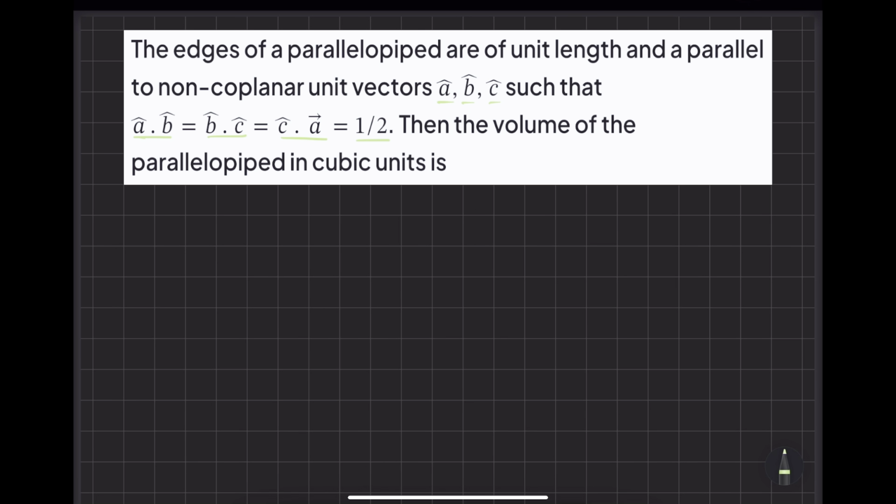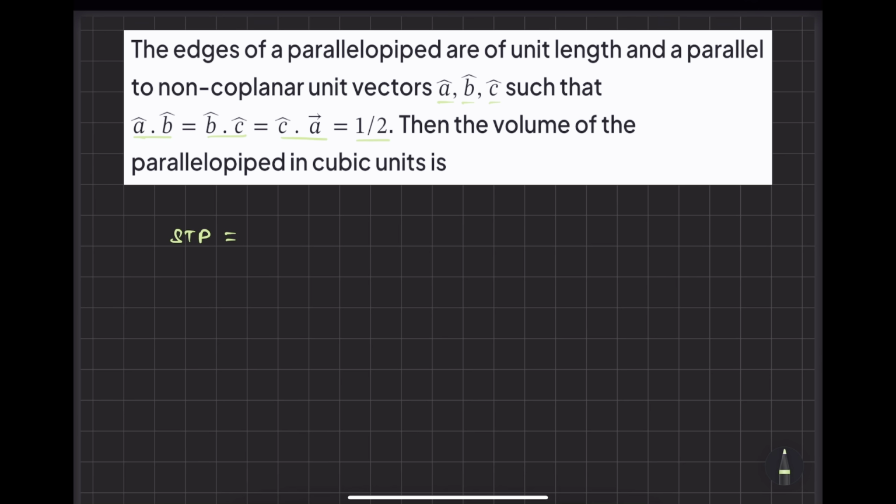As you know, for the volume of a parallelepiped, we go with the scalar triple product. In scalar triple product, we have an orthodox method where we go with A dot B cross C, which we cannot apply because we know nothing about A, B, C apart from their magnitude. Now, we cannot go with the determinant method because we don't know the exact vectors A, B, C.